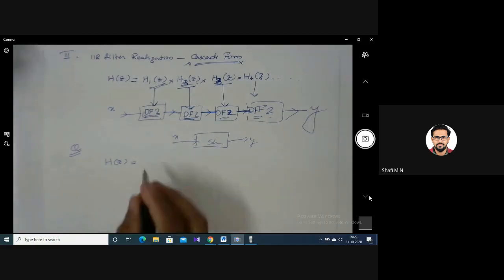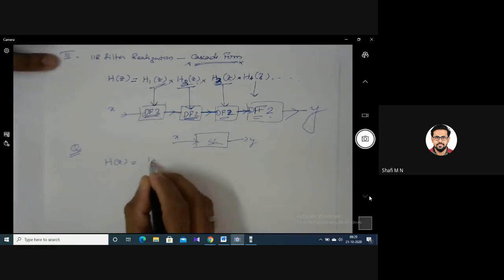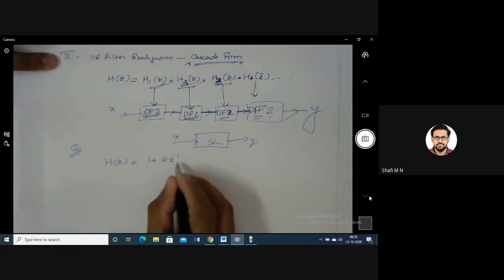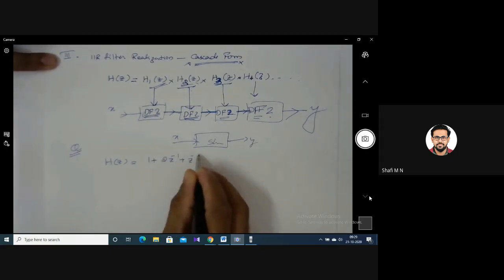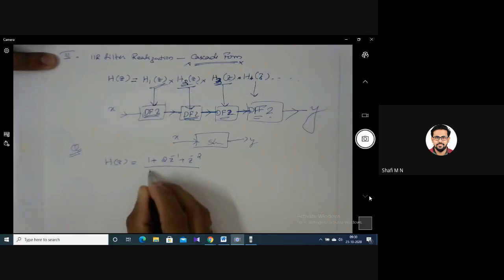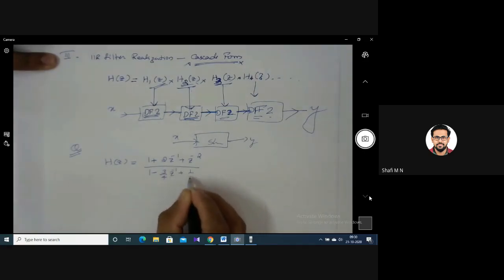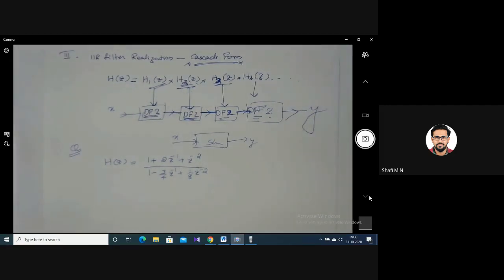Okay, so the transfer function is 1 plus 2 z raised to minus 1 plus z raised to minus 2, divided by 1 minus 3 by 4 z raised to minus 1 plus 1 by 8 z raised to minus 2. So now let's start realizing it. Are you ready? Finish in 5 minutes. It's very simple. Ready or no? Yes, sir.